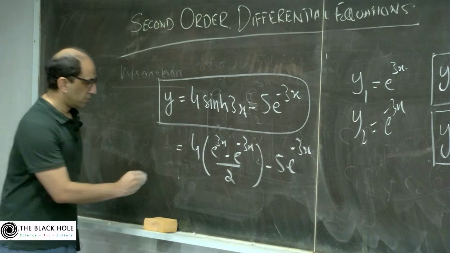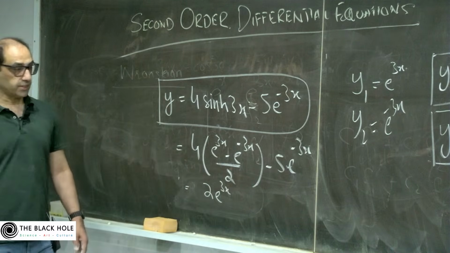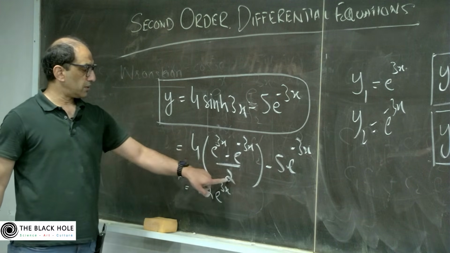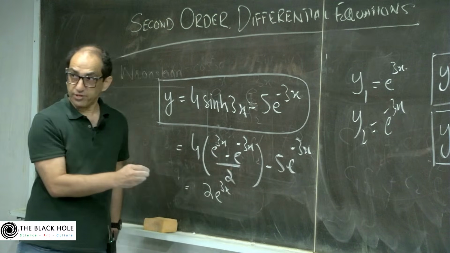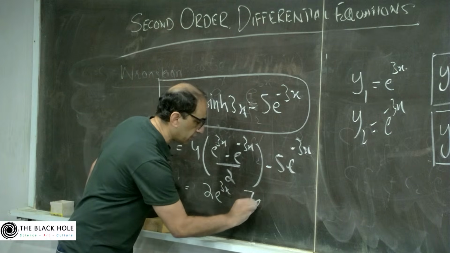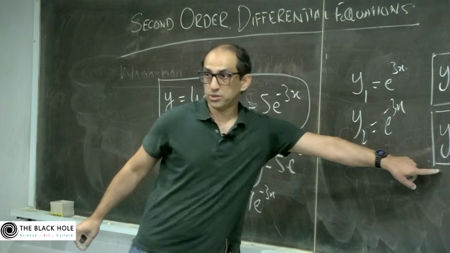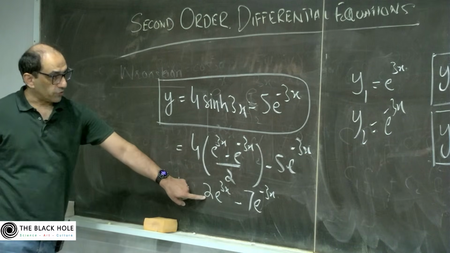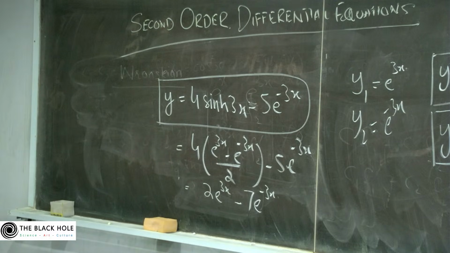Right? So this will be 2 e raised to power 3x minus 2 e raised to power minus 3x and minus 5 e raised to power minus 3x. So this will be minus 7 e raised to power minus 3x. So now if you compare these two equations, you can see that for C1 equal to 2 and C2 equal to minus 7, you will get this solution.